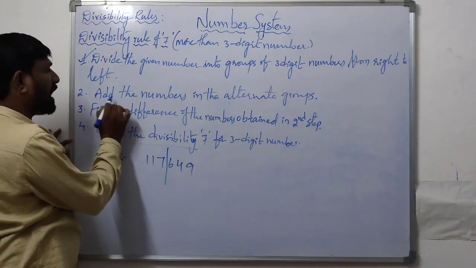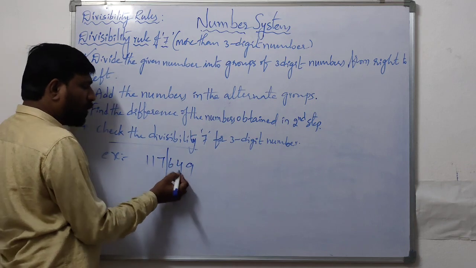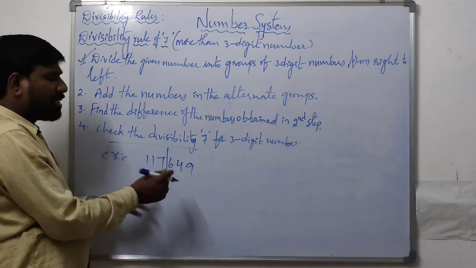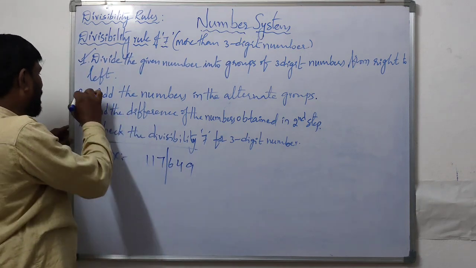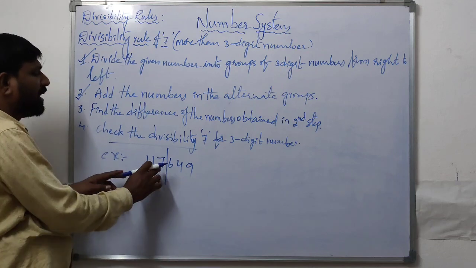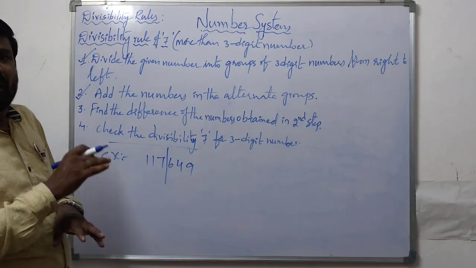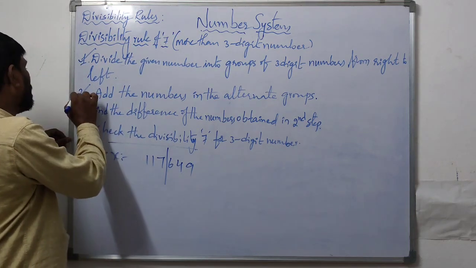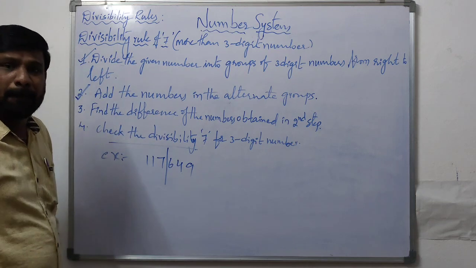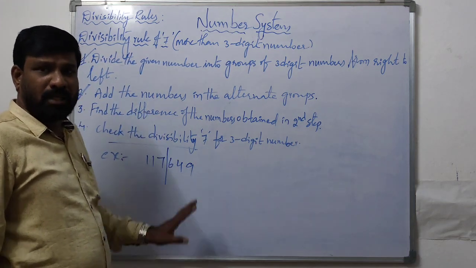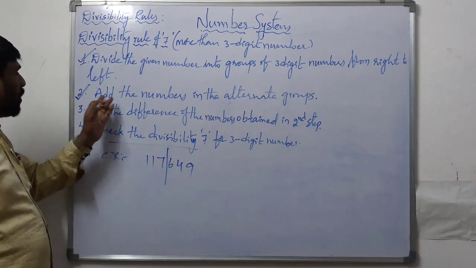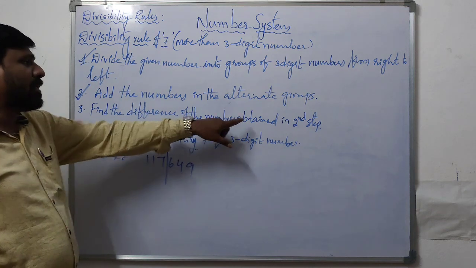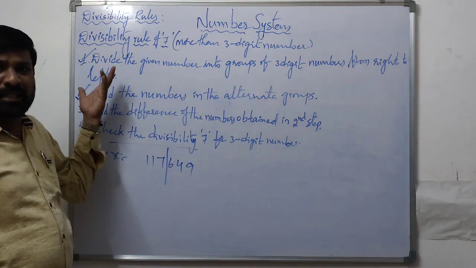Next, in the second step, you have to add the numbers in the alternate groups. No other group exists to add here. The second step is not necessary in this case; it is useful only if the given number has more than 6 digits. In this case there is no need for the second step.